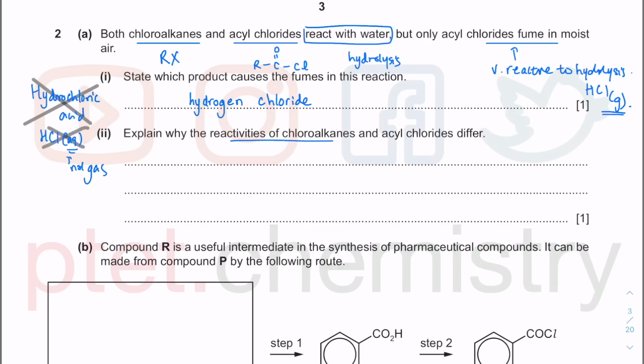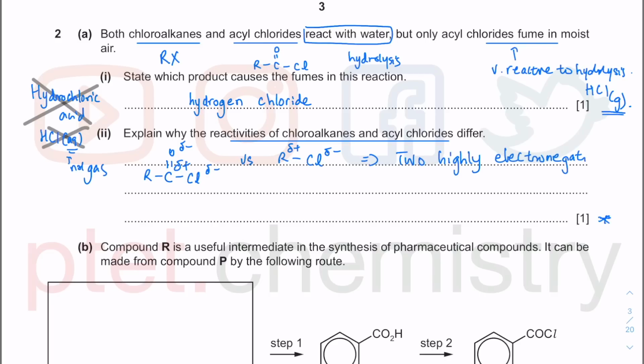Explain why the reactivity of chloroalkanes and acyl chloride differ. For that 1 mark, we're going to think about the system here. So RCOCl has 2 highly electronegative atoms, oxygen and chlorine, versus halogenoalkane, so just RCl like that, delta negative, delta positive on the carbon. Chlorine is not in the top 3 of electronegativity, but it's still a halogen, still very electronegative. So 2 highly electronegative atoms, chlorine and also oxygen.